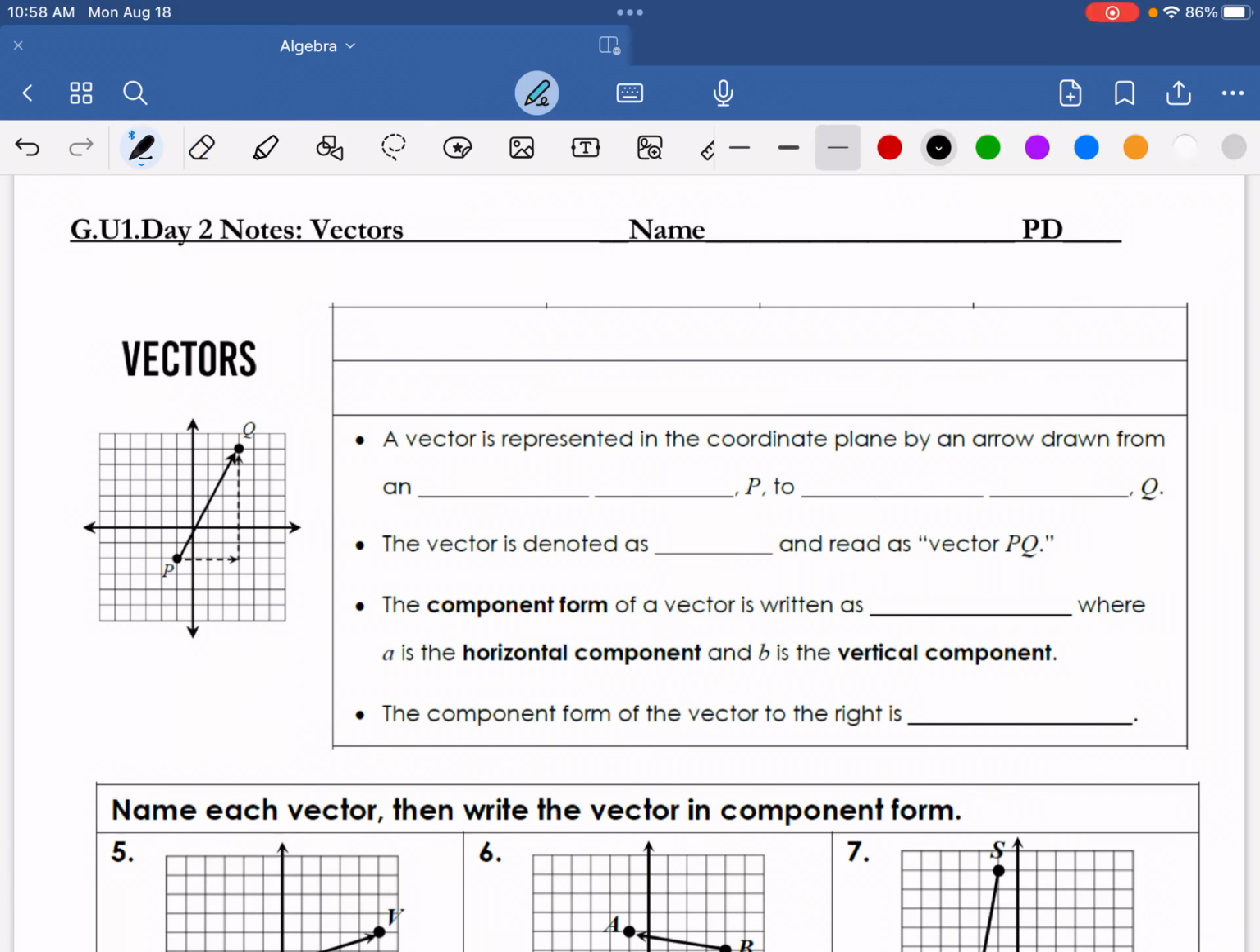Okay guys, so this is day 2 lesson on vectors. It is pretty much related to the last lesson, translations, but all you are doing is writing it in a different way, but it is the same lesson from Thursday. Okay, so a vector, if you've ever watched the movie Despicable Me, there's a character in there, his name is Vector, and he describes himself exactly like what a vector is in math.